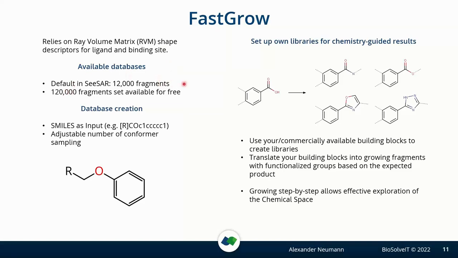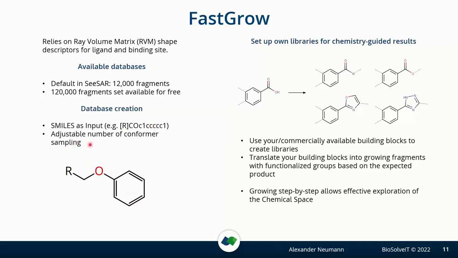If you download Caesar, there is a small library with 12,000 fragments already inside, and you can download a larger set containing 120,000 fragments completely for free from our website as well and use it for your projects. If you do not like our libraries, you're completely allowed to use your own structures. The input for the generation of the database is very easy. You just need SMILES that contain the attachment point as an R, which, if you translate those SMILES into this one, would be this structure.